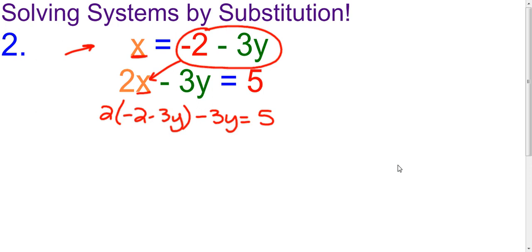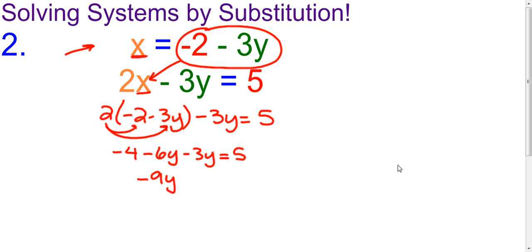Now you can see that you have this equation down to one variable. I only have y's in my equation, and so I'm going to solve this equation for y. So to do that, I will distribute the 2 through. So I have negative 4 minus 6y minus 3y equals 5. And if I combine my like terms on the left-hand side there, I have negative 9y, minus 4 equals 5. I can add 4 to both sides, and I will have negative 9y equals 9. Divide by negative 9, and y will be negative 1.